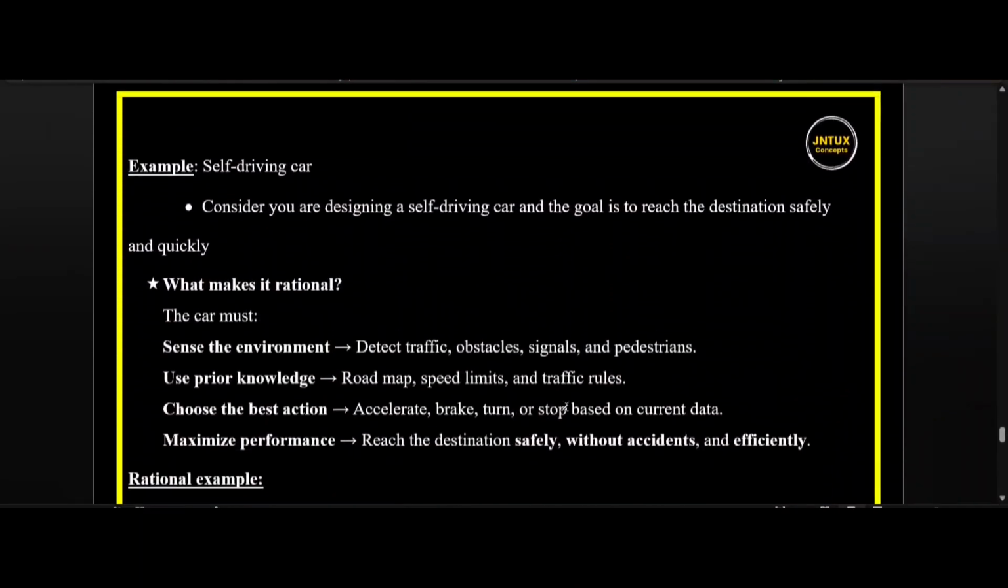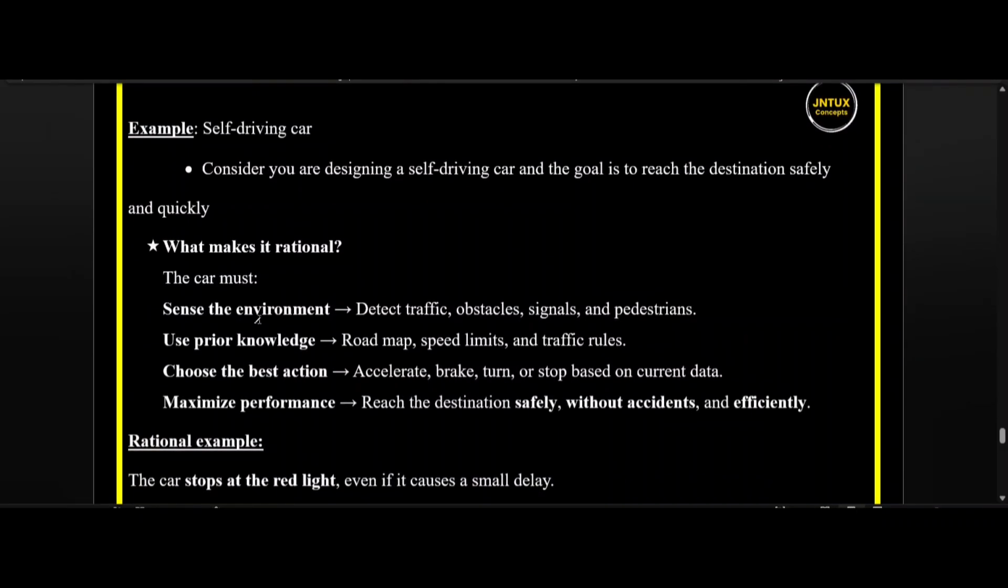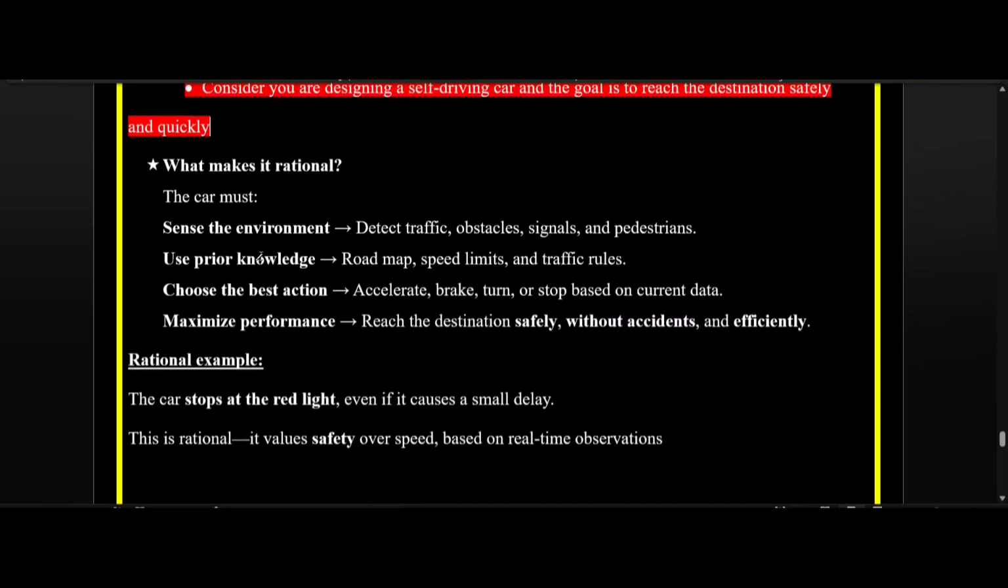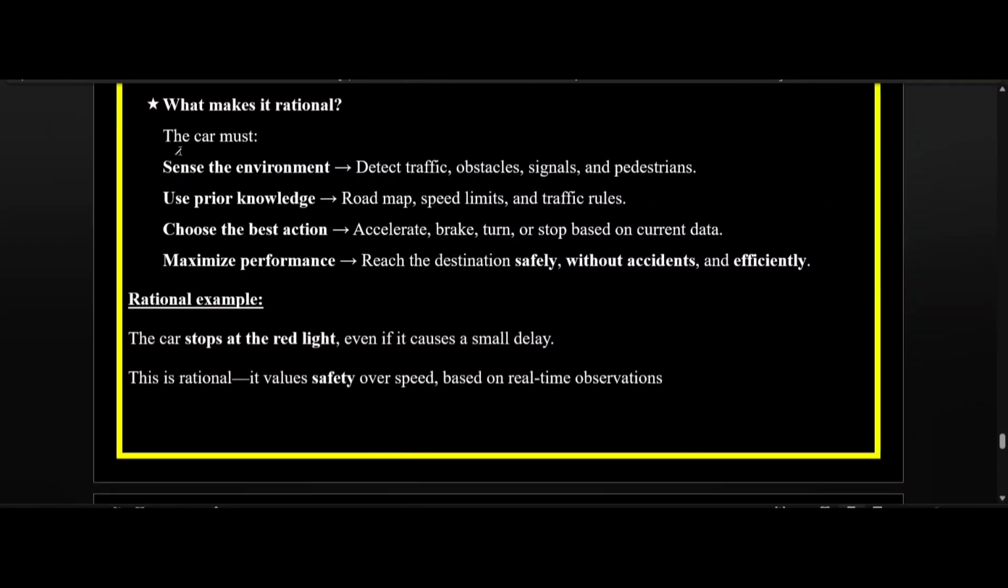The best example to understand this concept is a self-driving car. Consider you are designing a self-driving car and the goal is to reach the destination safely and quickly. So what makes this situation rational? In such a situation, the car must sense the environment, use prior knowledge, choose the best action, and maximize the performance. So what do these four actually mean? Sense the environment: a car should be able to detect traffic, obstacles, signals, and pedestrians, the people who walk on the roads, so that it can take decisions and actions corresponding to that.